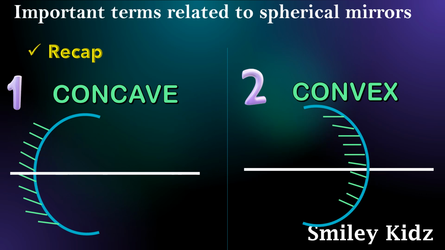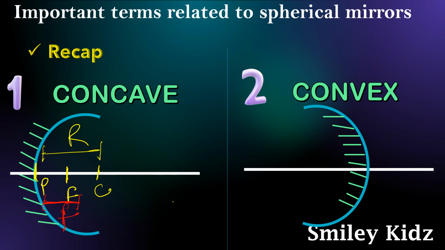Now let's recap all the concepts we have read till now. This is the center of curvature, that is the center point of the sphere. And this is the pole of the mirror, that is the midpoint of the mirror. There is a common point of intersection of all the rays which are parallel to the principal axis, and that point is termed as the focus. The distance between P and C is the radius of curvature, and the distance between P and F is the focal length of the mirror.